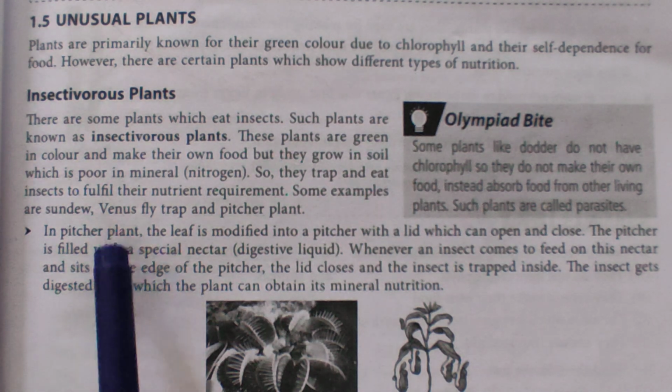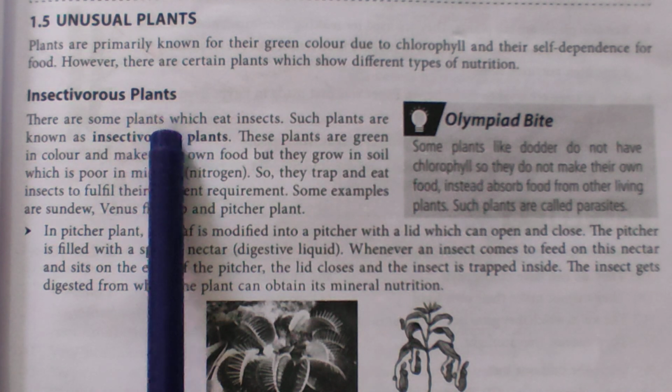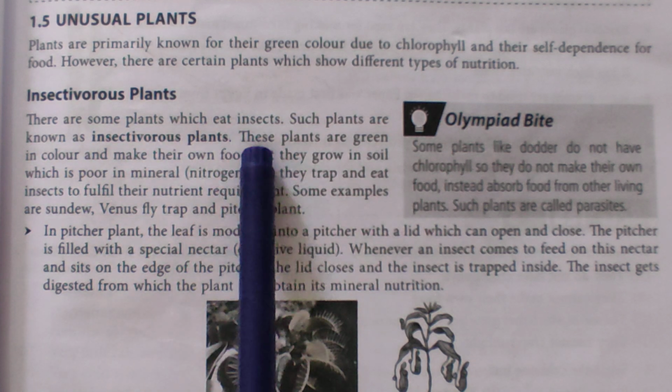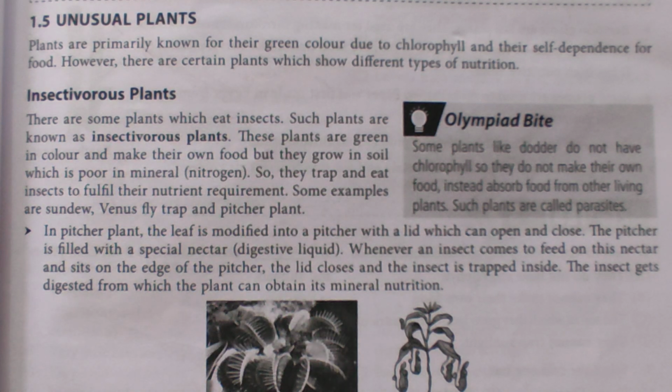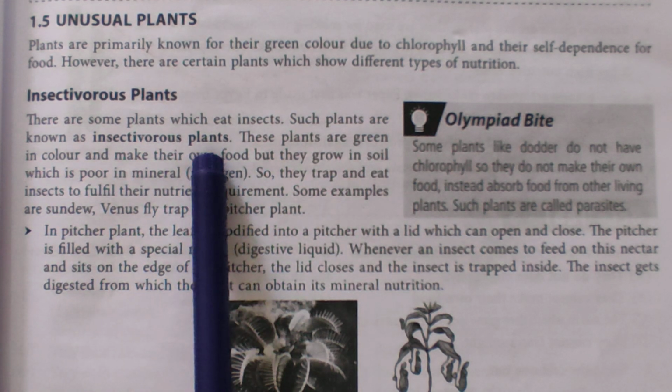Let's see. First is insectivorous plants. So there are some plants which eat insects. These plants eat what? Insects. Such plants are known as insectivorous plants.